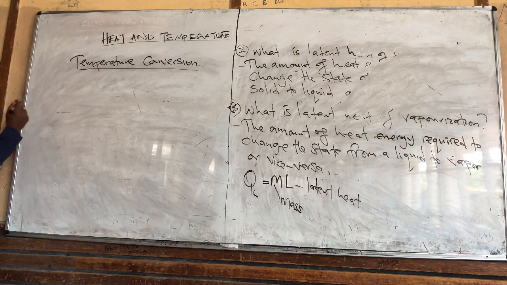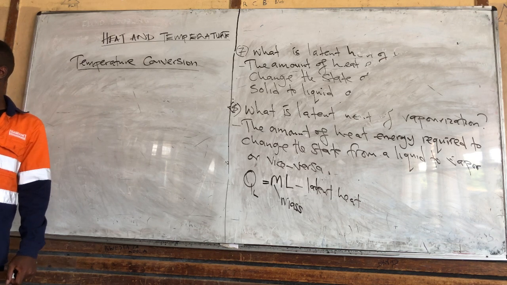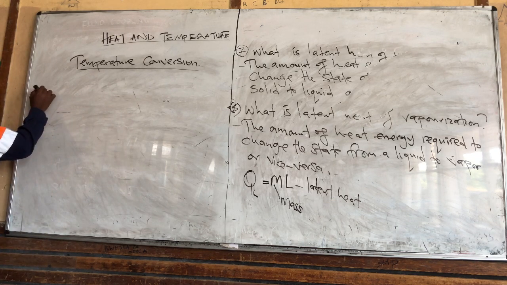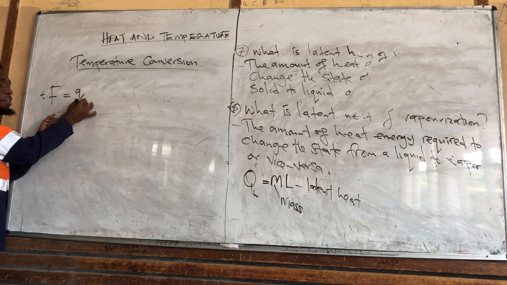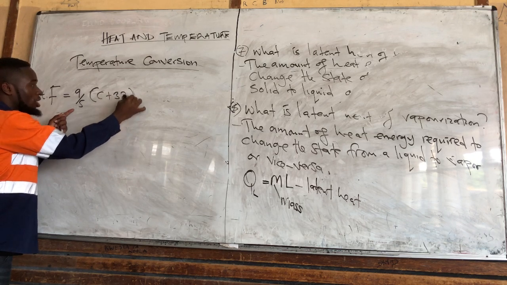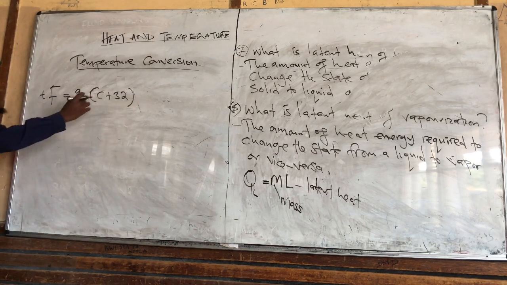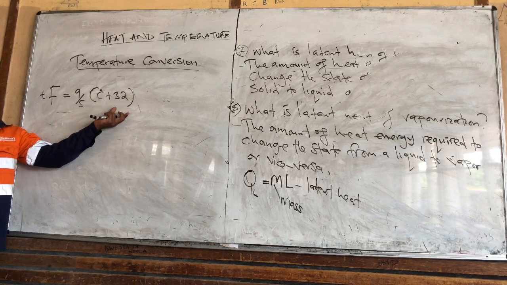If you want to convert from degrees to Fahrenheit, which formula do you use? The small t means temperature in Fahrenheit. So temperature in Fahrenheit is equal to 9 over 5, open, temperature in Celsius degrees, plus 32.